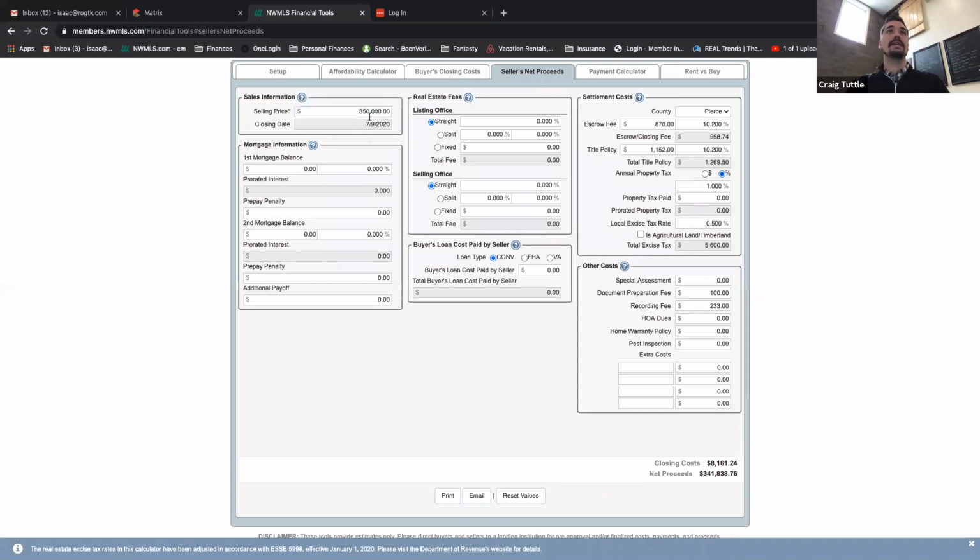So we've got a selling price of $350. You can add the mortgage balance. If you don't know the mortgage balance, just skip it, and they know what their mortgage balance is, and they can subtract that easily. But for the sake of this, let's just say the mortgage is $150.